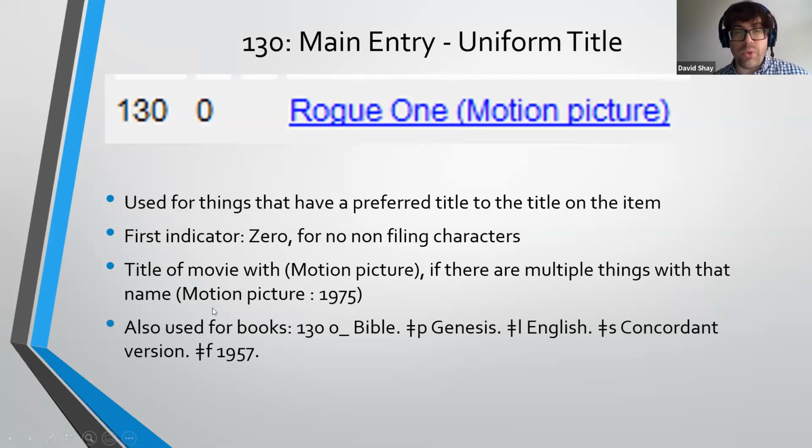You also see 130s used for books, mainly religious books. So the Bible has a 130 field, so you can see the breakdowns and all of the different subfields you could in theory use.